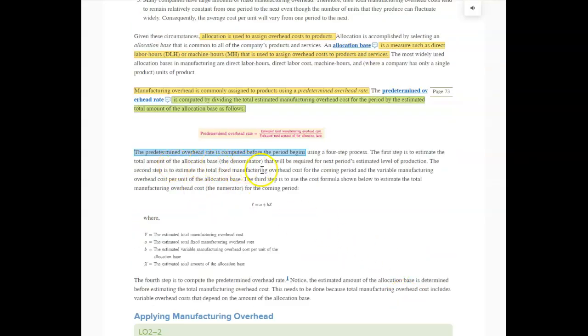So we're going to compute this overhead rate before the period begins, and usually we do it at the first of the year and use the same rate for all jobs throughout the year. The first thing to do is to add up all the manufacturing overhead cost. We're going to have some that's fixed. We're going to have some that's variable, based on a certain unit allocation base. And so here's the formula again. The total manufacturing overhead cost will equal the fixed manufacturing cost plus the variable manufacturing cost that we estimate at a certain activity level. Again, this is very detailed, so pay close attention and go back and reread it.